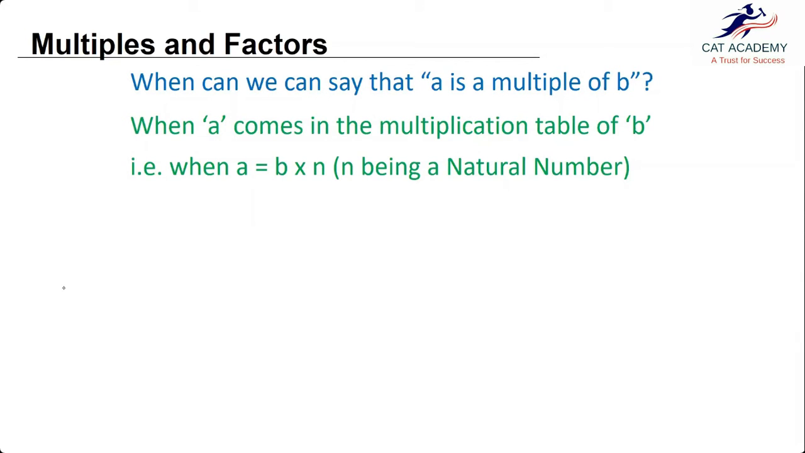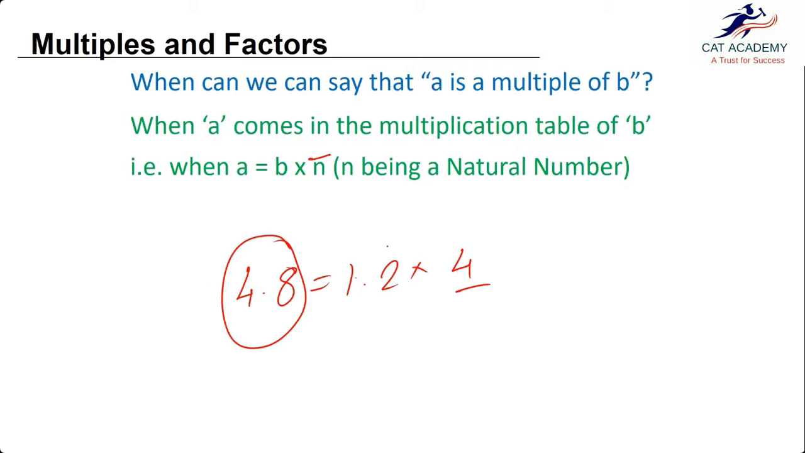Actually, no. Let's say N is a natural number, because A and B can still be in decimals. I'll give you an example. 4.8 is equal to 1.2 into 4. So N over here is a natural number. Thus I can say that 4.8 is a multiple of 1.2. 4.8 is the fourth multiple of 1.2.